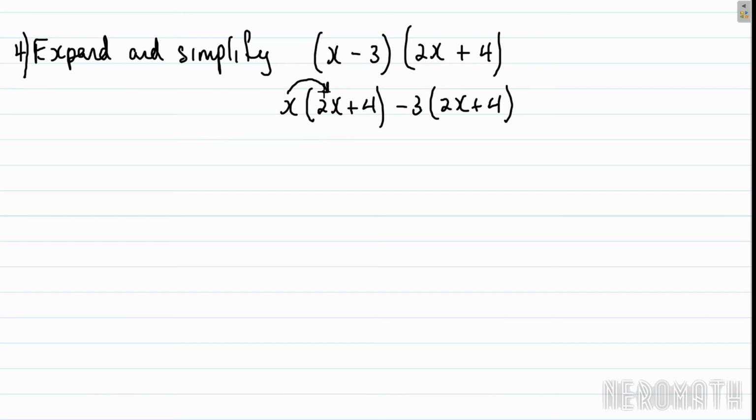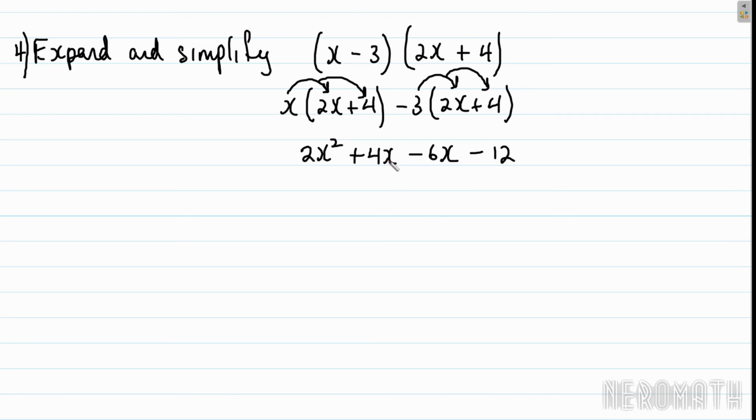So what I'll have is x times 2x, which will give me 2x², and x times positive 4 will give me positive 4x. Then I'll have negative 3 times 2x, and that will give me negative 6x. And negative 3 times positive 4 will give me negative 12.